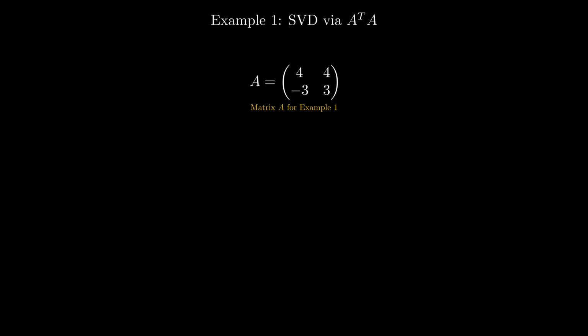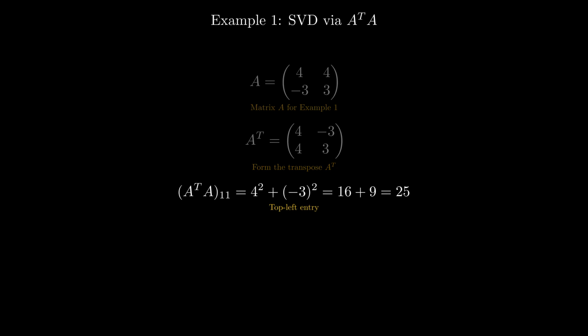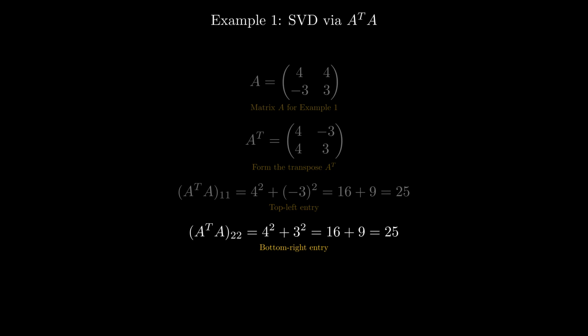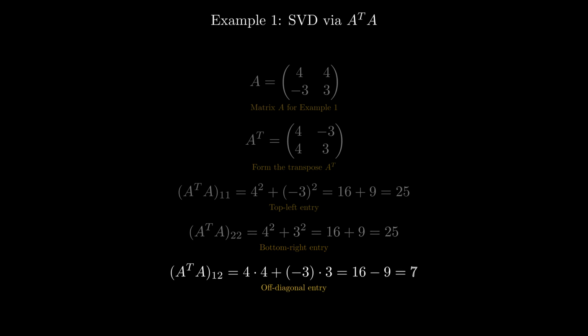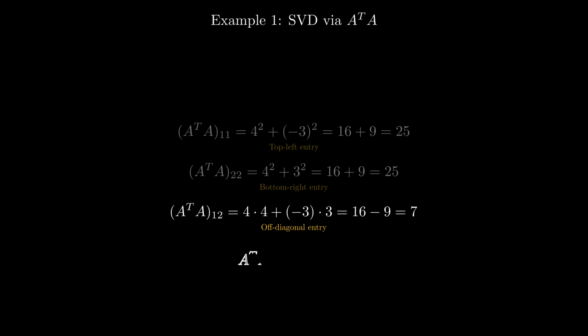Let's run it. Example 1. Let A be the 2 by 2 matrix with rows 4, 4, and minus 3, 3. Following our recipe, we first form A transpose times A. The top left entry is 4 squared plus minus 3 squared. That is 16 plus 9, which equals 25. The bottom right entry works out the same way, also 25. The off-diagonal entries are 4 times 4 plus minus 3 times 3, which is 16 minus 9, giving 7. So A transpose A is the matrix with rows 25, 7, and 7, 25.